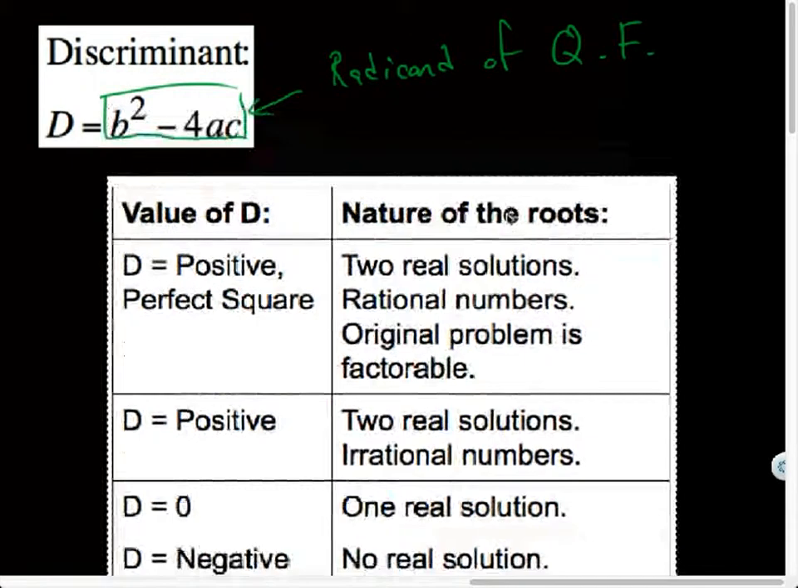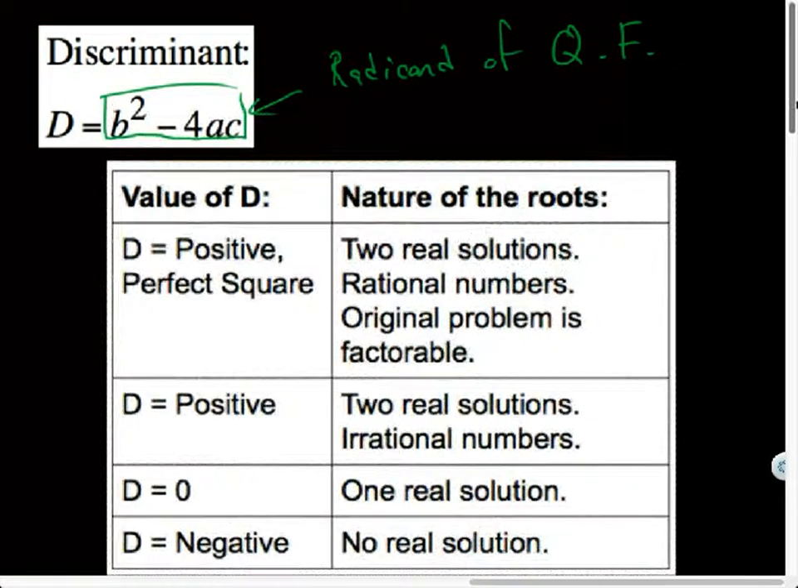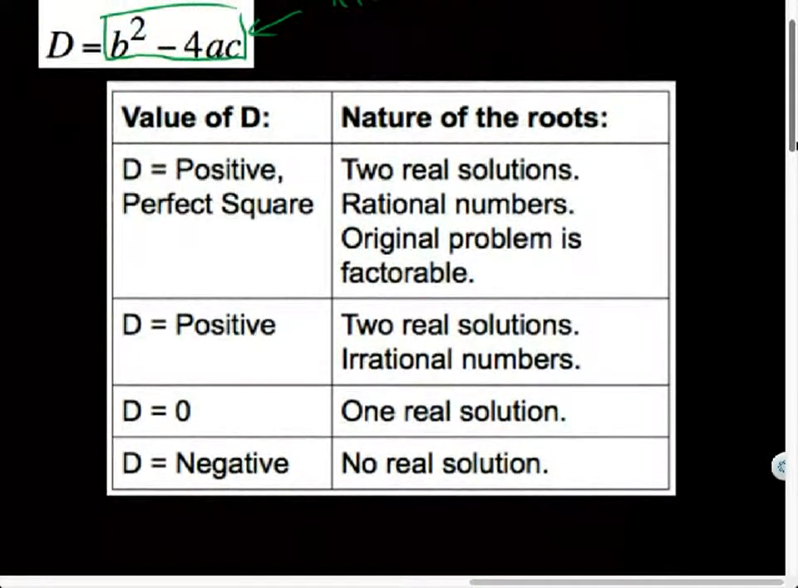Okay, time to write down. So think about this. Now remember, the value of D is the radicand of the quadratic formula. So it's a number that is inside of a square root symbol. So there are some restrictions on what happens inside of a square root. And as a result, I can determine the nature of the roots, is what that says there.